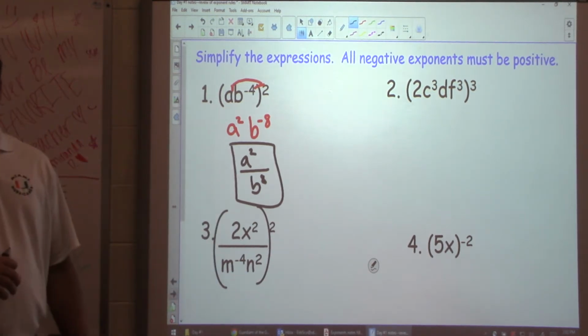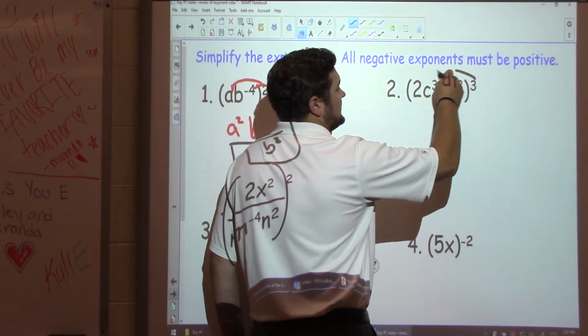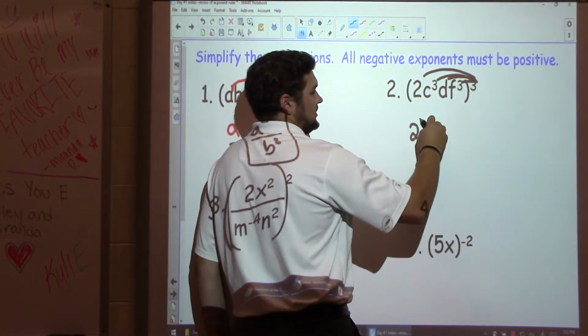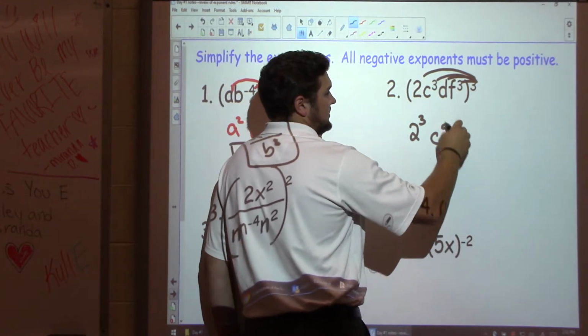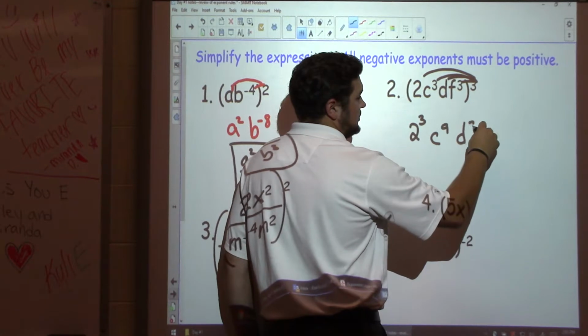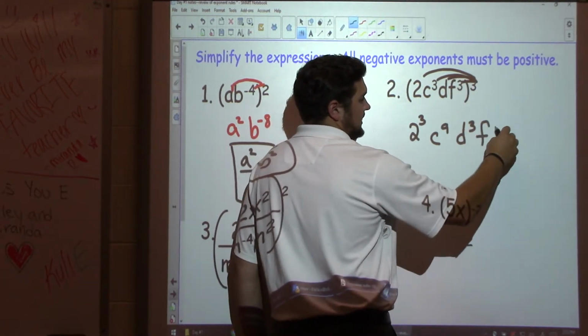Okay, does that make sense? Alright. Same thing here. This 3 is going to all of these pieces here. We're multiplying. Well, it becomes 2 cubed. C to the 9th. 3 times 3 is 9. D has an exponent of 1, so it becomes d cubed. F to the third raised to the third. 3 times 3 is f to the 9th.